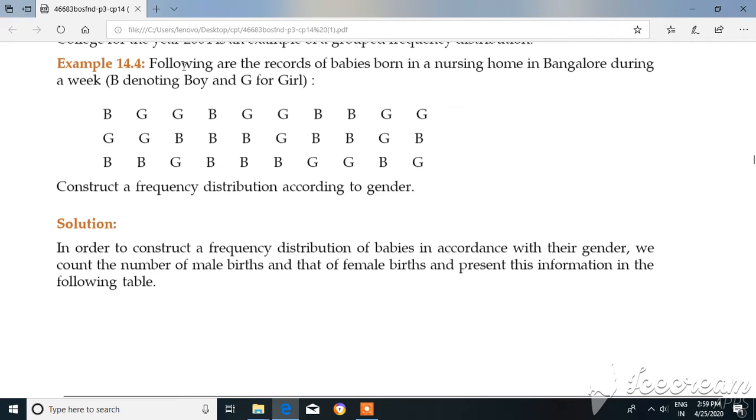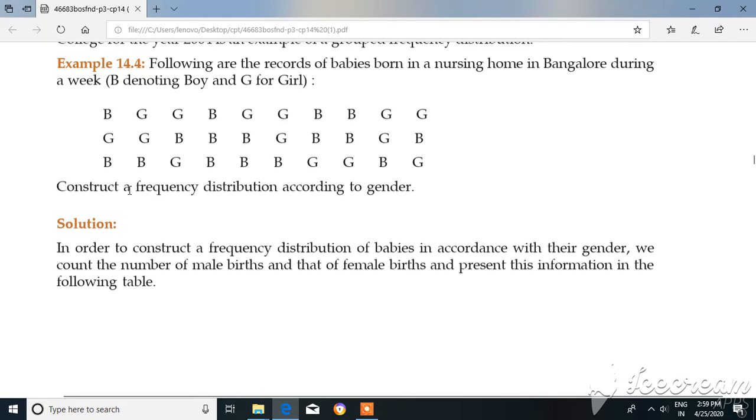Now here is an example of frequency distribution. It says, following are the records of babies born in a nursing home in Bangalore during a week, B denoting boy and G for girl. So here they have mentioned data, data for a particular week. You have to construct a frequency distribution according to gender.